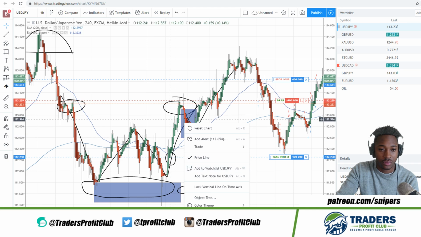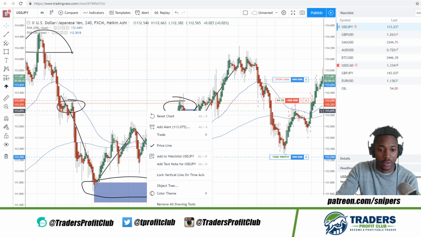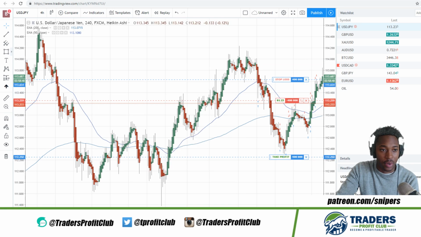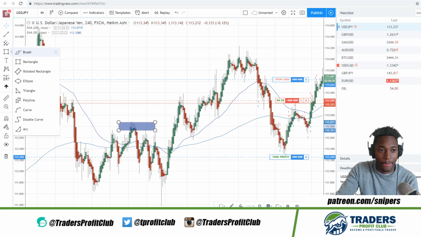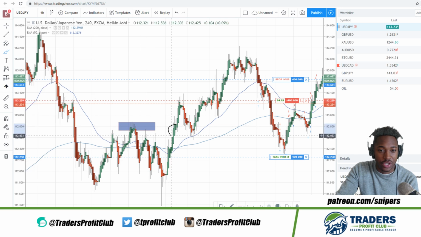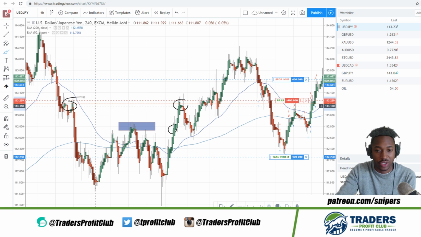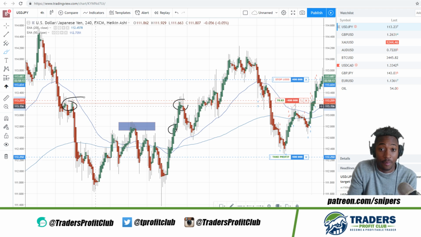Actually, I don't want to remove that. Let's just remove all of the drawings, okay? So price was previously at this area, and then it had a hard time breaking this area. And once it broke this area right here, that's when we saw it test this high, right? So the market always works in these levels. It always tests previous highs, previous lows, previous structures. It's always doing this over and over and over again. So that's how you're able to determine where price is going to go most of the time.